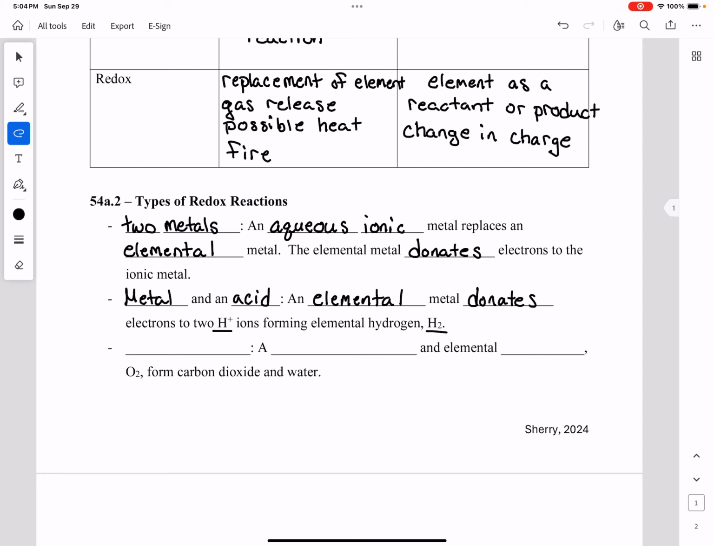So our third type, which looks very different, but we're probably quite familiar with, is combustion. Okay, in which case a hydrocarbon, something that's primarily carbon and hydrogen, and as well as elemental oxygen, which is O2, another diatomic, are going to form carbon dioxide and water. Okay, so those are your telltale products for a combustion reaction.